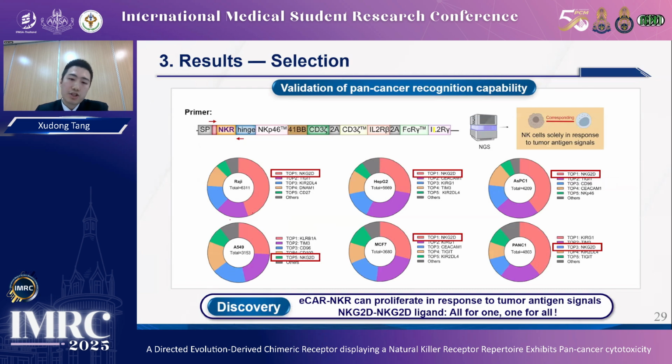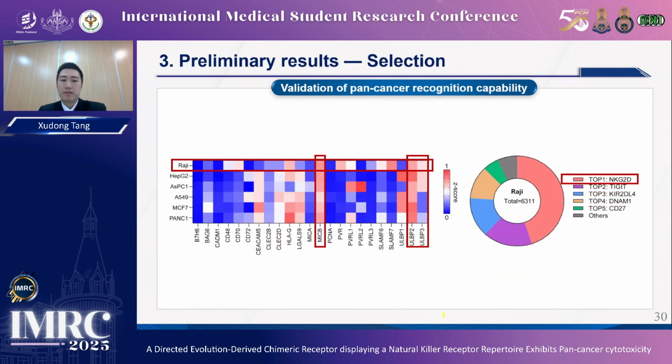And through the NGS, we found that the ECAR NKR can proliferate in response to different tumor antigen signals. And the NKG2D ligand is a kind of all-for-one, which can recognize the pan-cancer. And let me briefly show you a result to help understand such results.